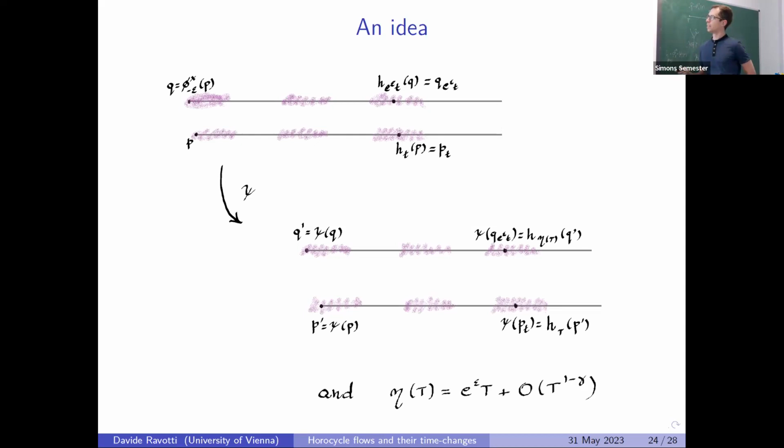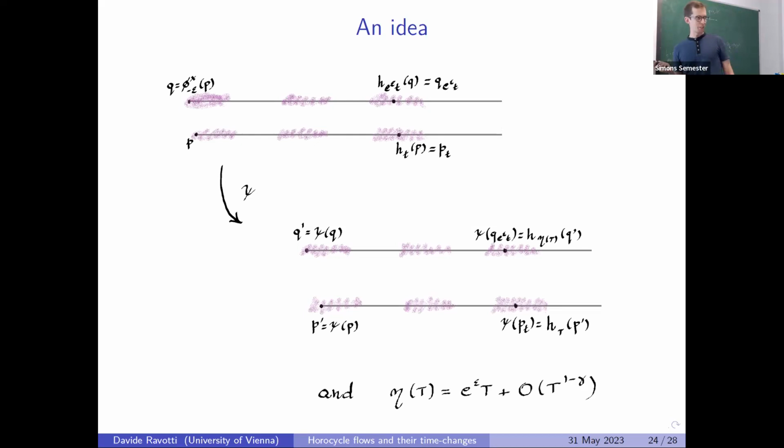What do I know? I know that the orbit of P is going to be mapped to the orbit of P prime, and similarly, the orbit of Q is going to be mapped to the orbit of Q prime. Now I know the commutation relation between horocycle and geodesic.